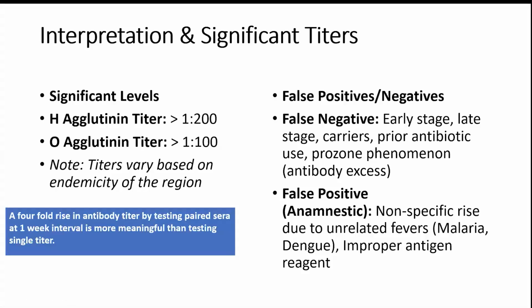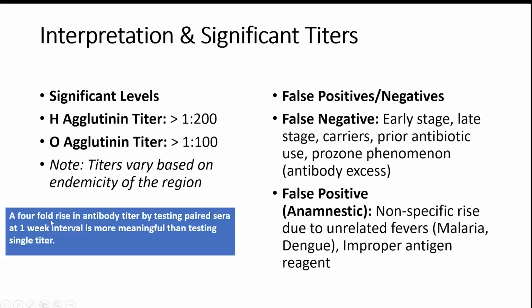False positives are called anamnestic reactions. These are non-specific rises of antibodies due to unrelated fevers like malaria, dengue. Some patient is having malaria or dengue, and you get a rise in the titer of Vidal. So this is a false positive. And if improper antigen reagents are used, if there are flagellar antigens inside the reagent, it may give a false positive reaction. So there are multiple false negative and false positive cases as far as the Vidal test is concerned, and there is a chance that low level titer will be present in the endemic population.